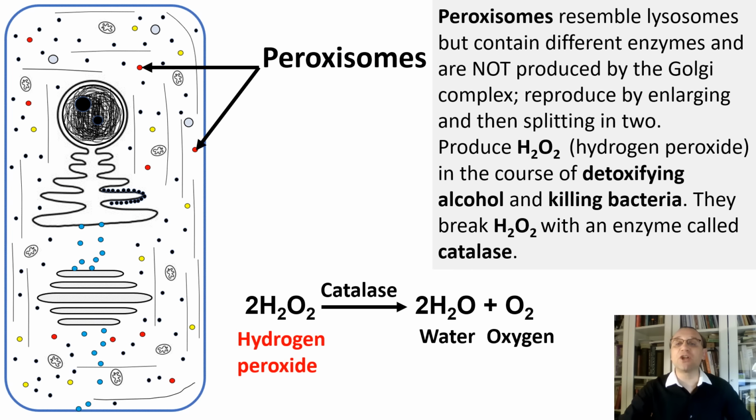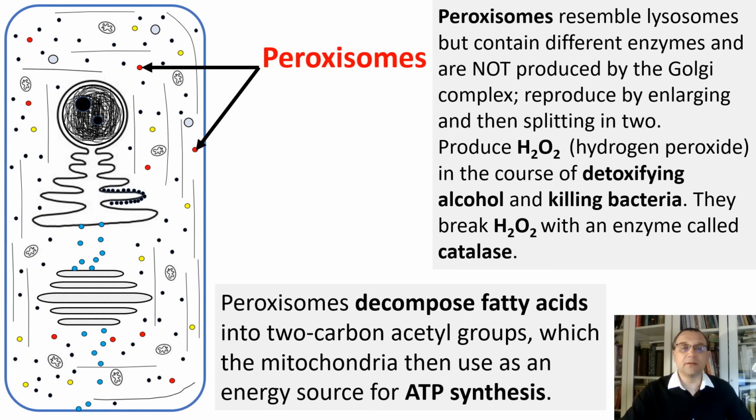Peroxisomes produce hydrogen peroxide in the course of detoxifying alcohol and killing bacteria. The principal enzyme of the liver and kidney peroxisomes is catalase, which helps break down hydrogen peroxide into water and oxygen. You can see this in the chemical equation on this diagram. The hydrogen peroxide is converted to water and oxygen, rendering the peroxide harmless to the cell. Peroxisomes also decompose fatty acids into two-carbon acetyl groups, which the mitochondria then use as an energy source for ATP production.